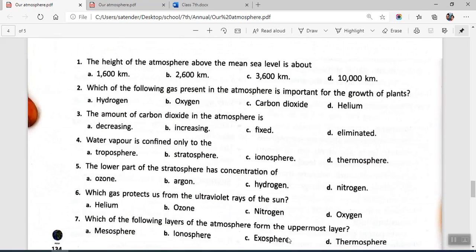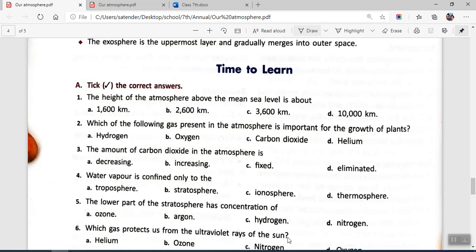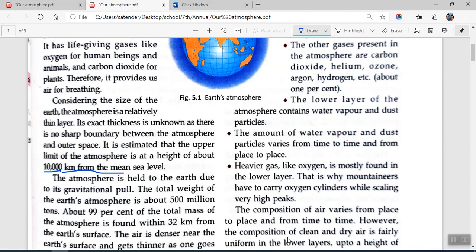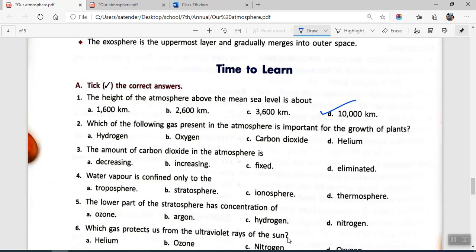Okay, so we have the first question as usual: tick the correct answers. The first question says, the height of the atmosphere above mean sea level. It is 10,000. It is given on the first page of the chapter. If you just look at this, this is 10,000 from the mean sea level. Okay, moving on to question number two.